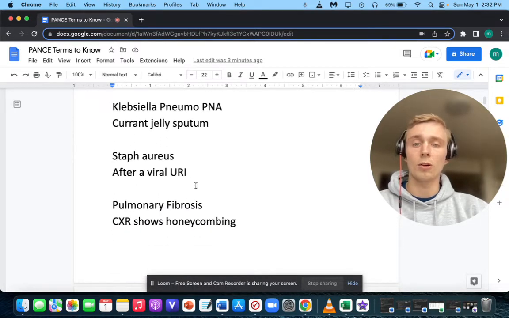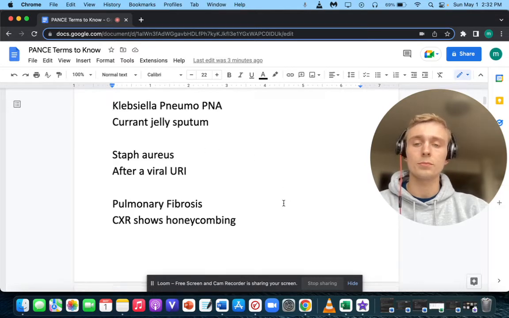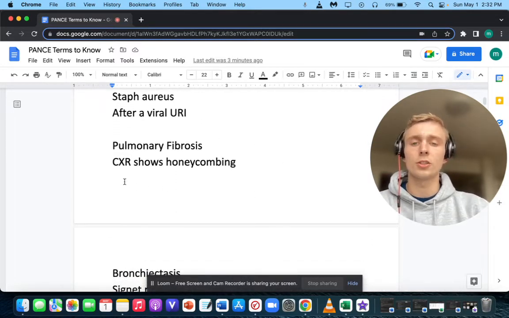After a viral URI, they're having pneumonia. What does that make you think of? Potentially Staph aureus. So after a viral URI, you want to think Staph aureus. For a chest x-ray that shows honeycombing, you want to think of pulmonary fibrosis.